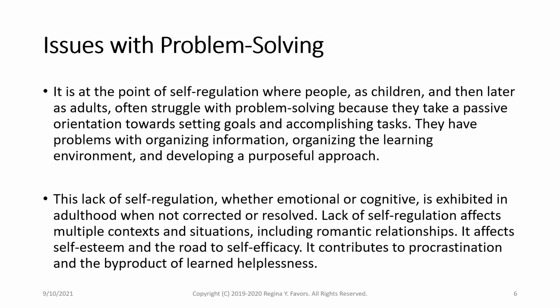It is at the point of self-regulation where people as children and then later as adults often struggle with problem solving because they take a passive orientation towards setting goals and accomplishing tasks. They have problems with organizing information, organizing the learning environment, and developing a purposeful approach. This lack of self-regulation, whether emotional or cognitive, is exhibited in adulthood when not corrected or resolved. Lack of self-regulation affects multiple contexts and situations, including romantic relationships. It affects self-esteem and the road to self-efficacy. It contributes to procrastination and the byproduct of learned helplessness.